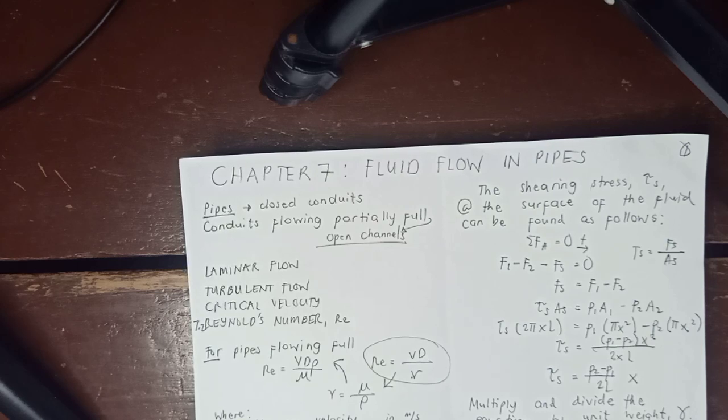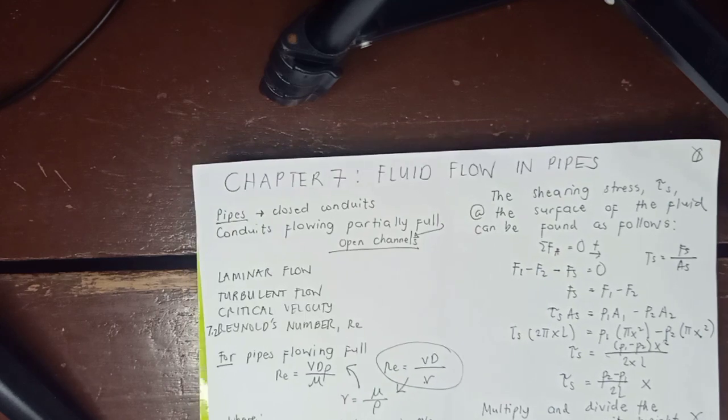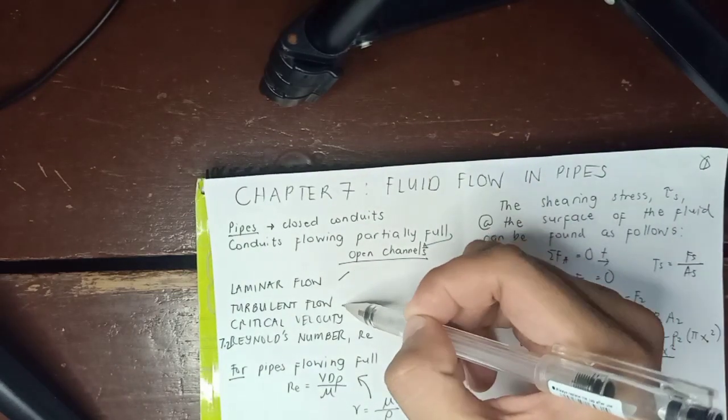So with that, fluid flow in pipes may be steady or unsteady. In steady flow, there are two types of flow that exist. They are called laminar and turbulent.